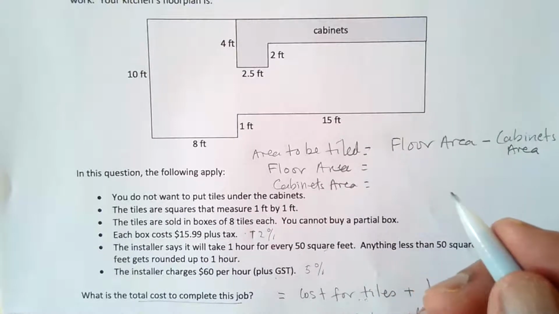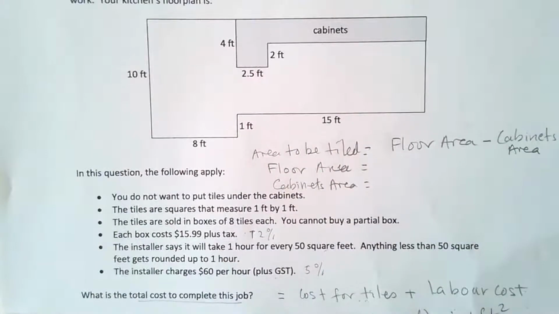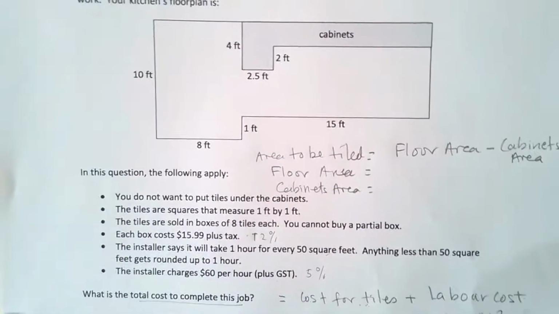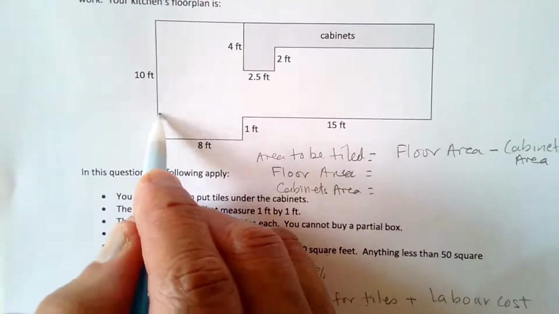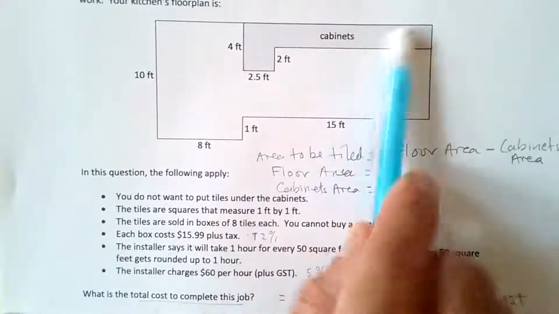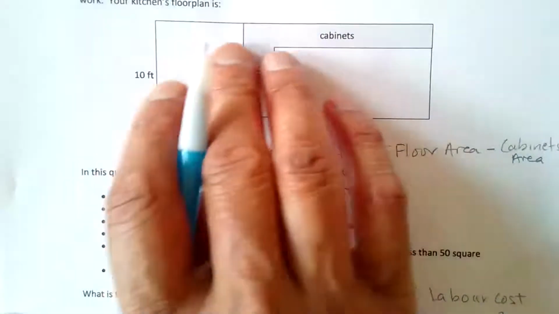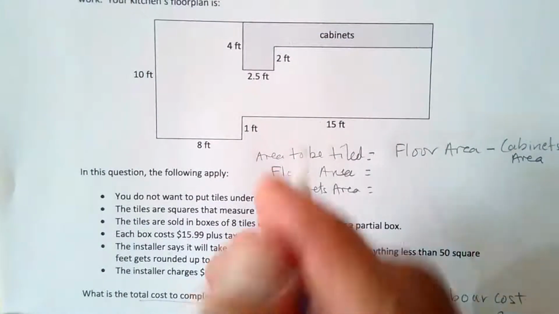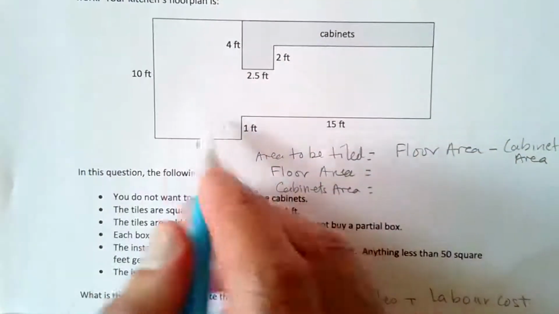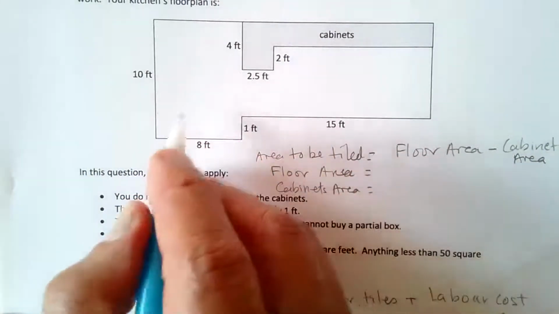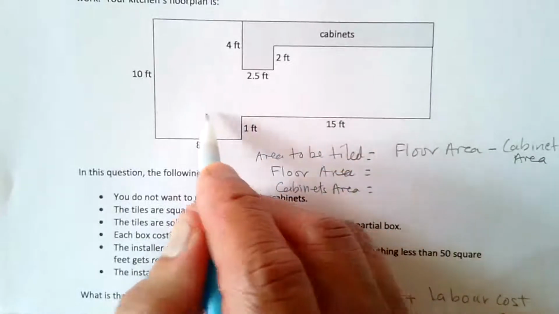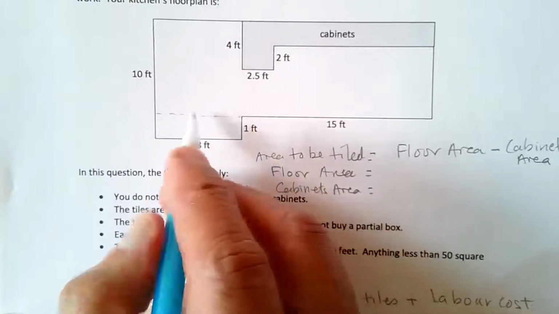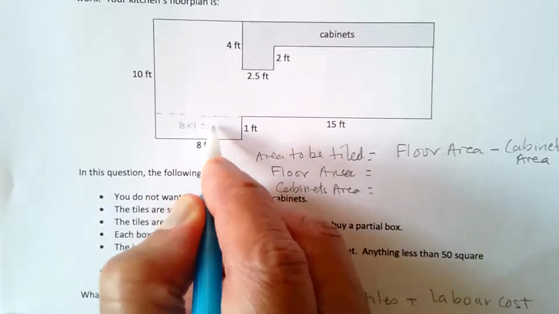To find the area of the floor, there's a composite shape here, so we have to go about it in sections. Ignore the cabinet for a moment. We're just looking at the entire floor. Imagine there's no cabinet here and the floor is bare. So we need to find the entire area. There's a section here that we need to section off. This is a rectangle, so 8 times 1, which gives me 8 square feet.